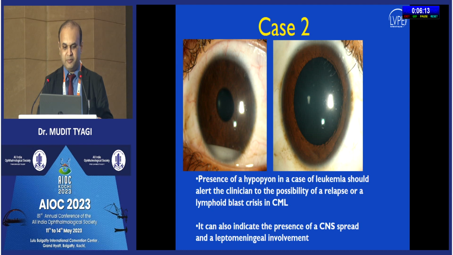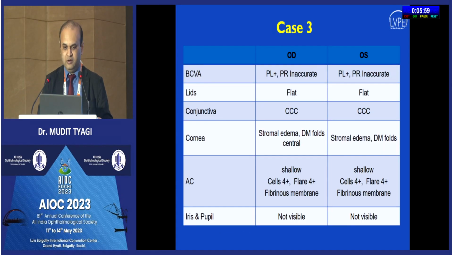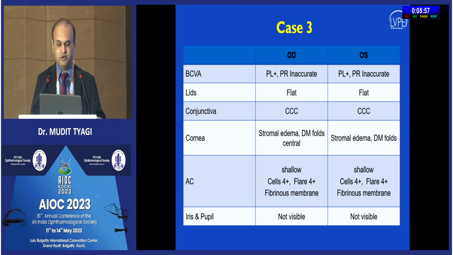Similarly, remember that the presence of a hypopyon in a case of leukemia should alert us to the possibility of either a relapse or a lymphoid blast crisis in case of CML. It can also indicate the presence of CNS spread and leptomeningeal involvement. So one more case, and this is a point which Dr. Padma had shown in one of her slides, but let me show you two very illustrative examples of it.